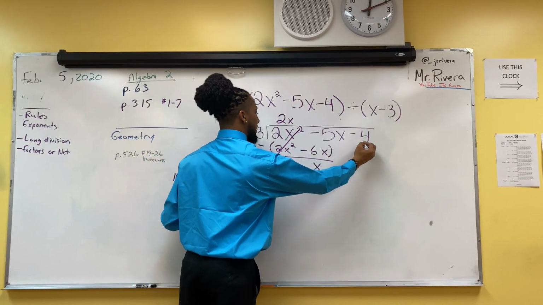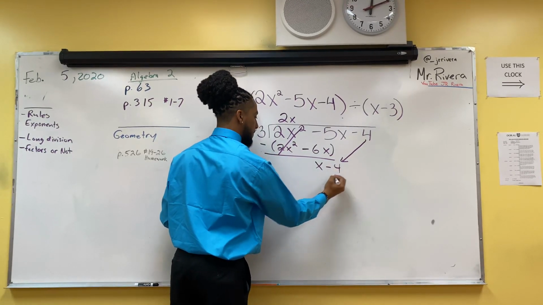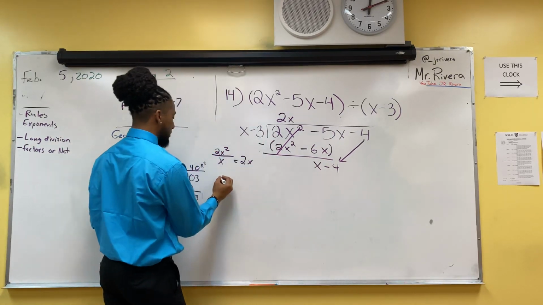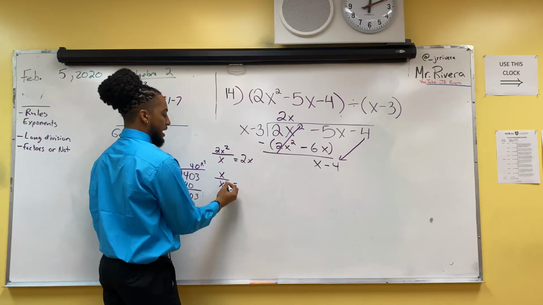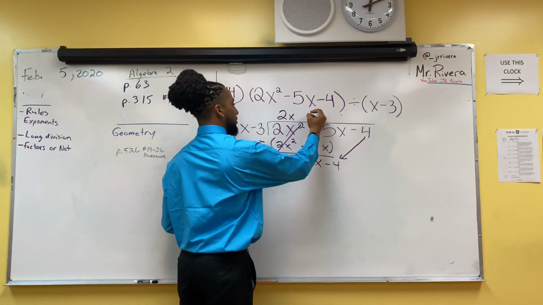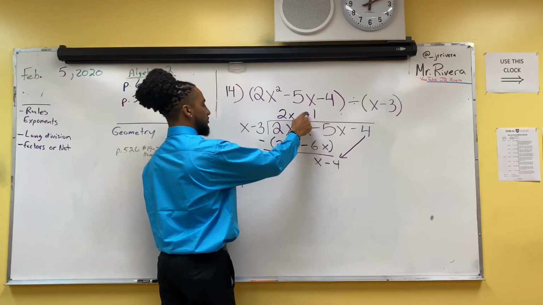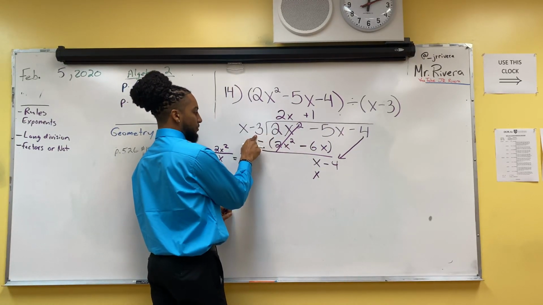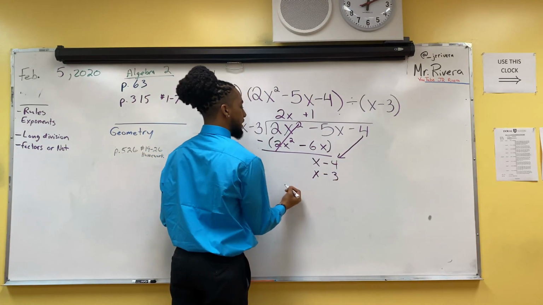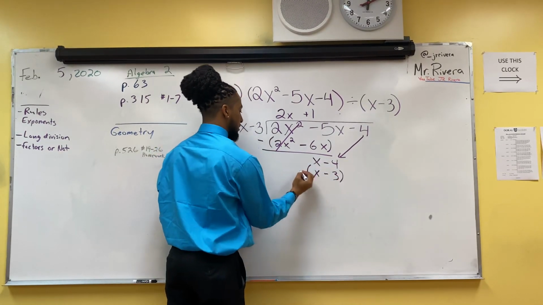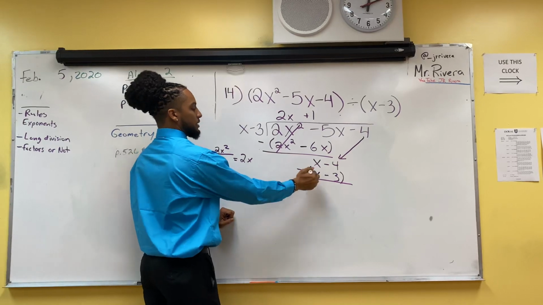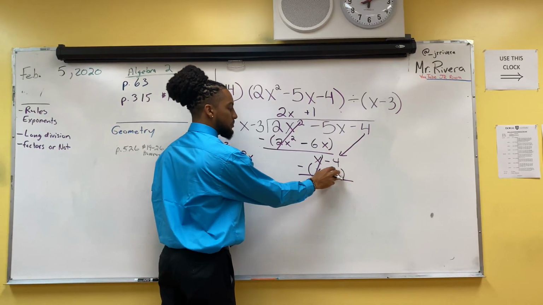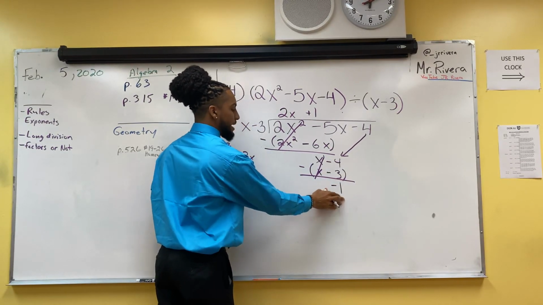Then I bring down, I drop it like it's hot, this -4. And I say, how many times can x go into x? So rules of exponents, and I would just get a 1. So I put my 1 up here. I do 1 times the x, just x. I do 1 times -3, I get -3. Then I need to put the parentheses, subtract. If I distribute this, these x's cancel each other. Remember, this is minus a minus, so that's really a +3. So I get -1. This is a remainder.